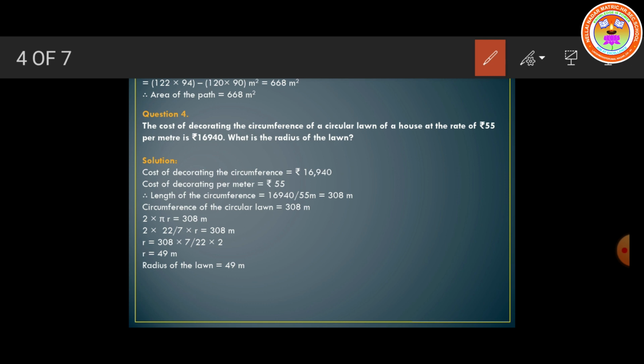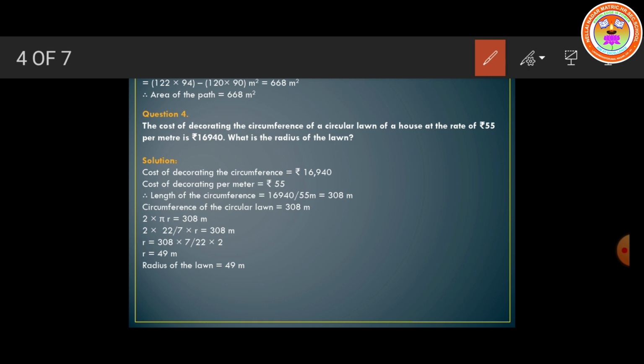That is what you find, to find the radius of the lawn. Therefore, the circumference of the circle, the radius is given. How do you find the circumference of the circle? Circumference of the circle is equal to 2 pi r units. Therefore 2 pi r is equal to 308 meter. 2 into pi means 22 by 7 into r is equal to 308.